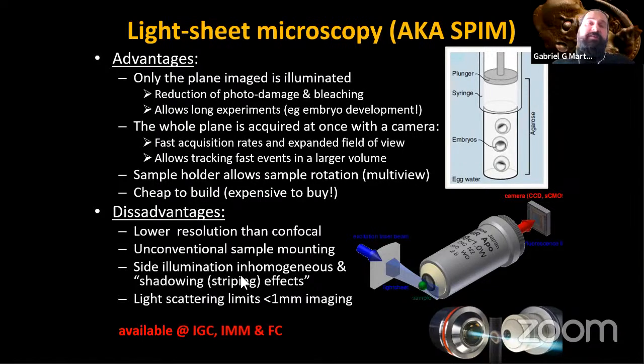But it also has some disadvantages. Generating a light sheet is not as efficient as concentrating the light on a very tiny spot in a confocal. So you end up having less resolution. The thickness of the sheet is typically larger than the thickness of that tiny spot that you can generate with confocals and two-photons.